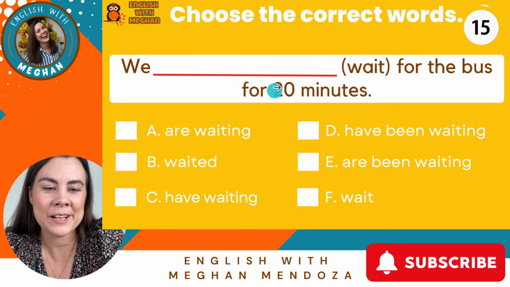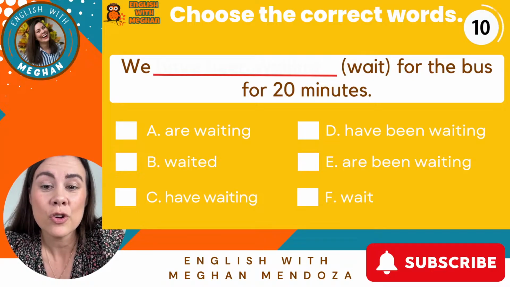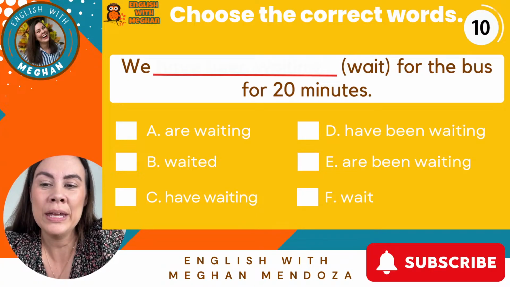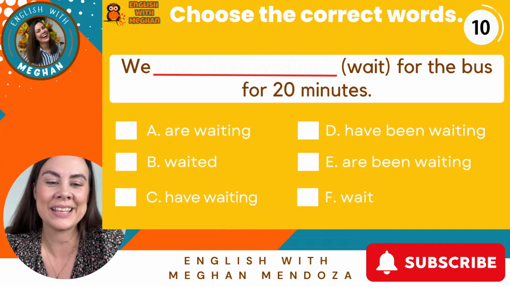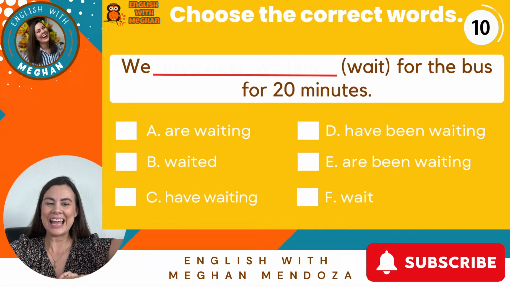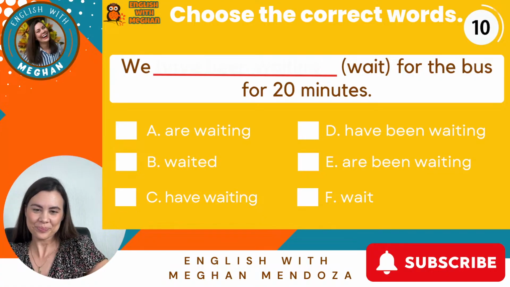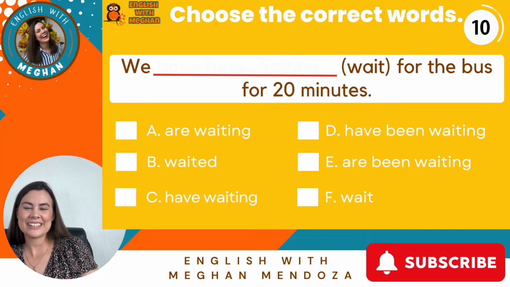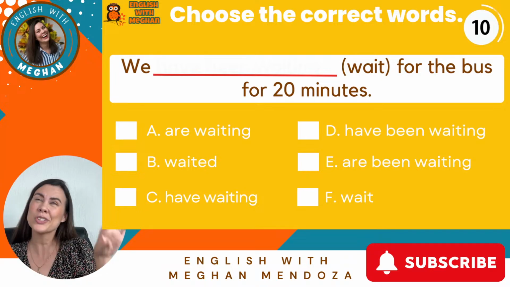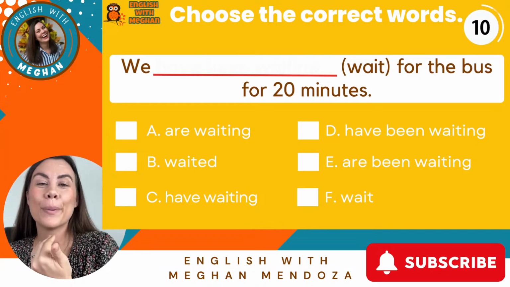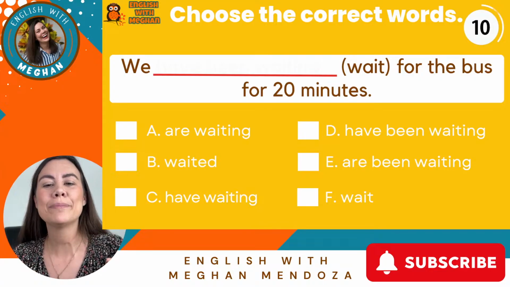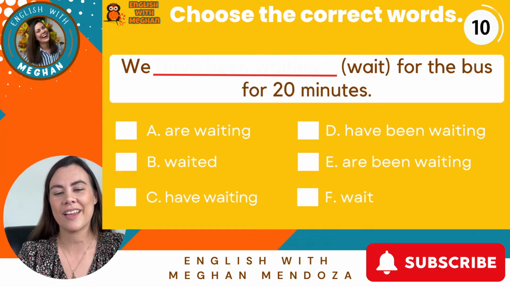Okay, next one. We wait for the bus for 20 minutes. Okay, we blank for the bus for 20 minutes. Okay, what's your answers, guys? All right. What is your answers? Notice again that instead of saying twenty, it's okay. You can say twenty. But real native speakers like me will say twenny. Twenny minutes. No t in there.